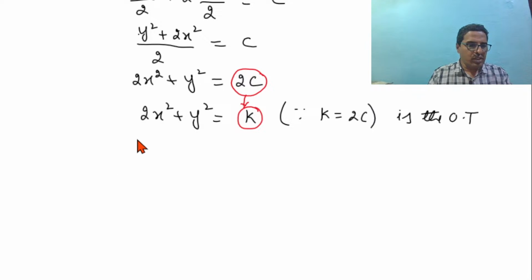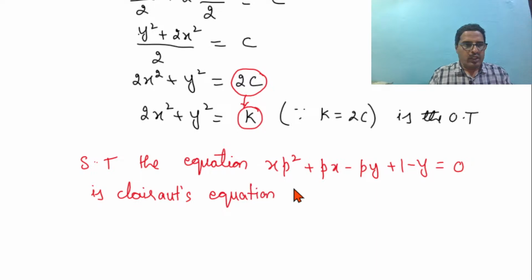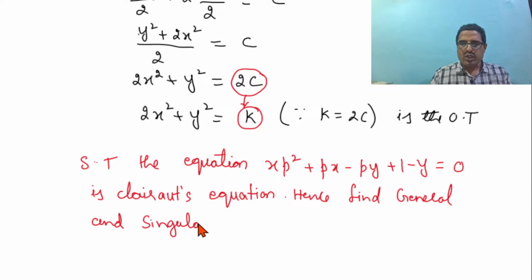So the next question is: show that the equation xp square plus px minus py plus 1 minus y equals 0 is a Clairaut's equation, and hence find the general and singular solution.